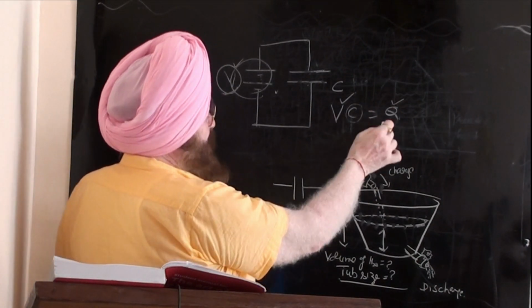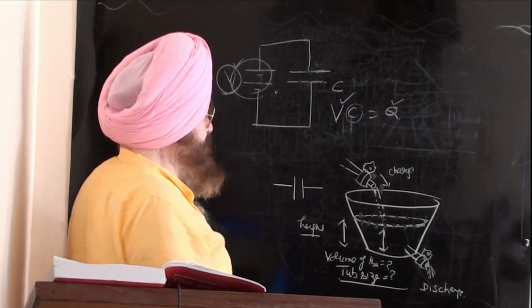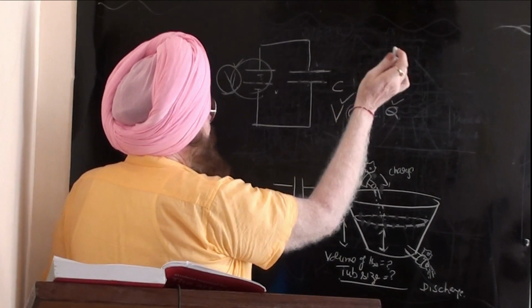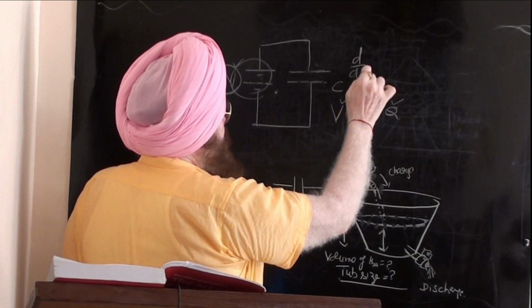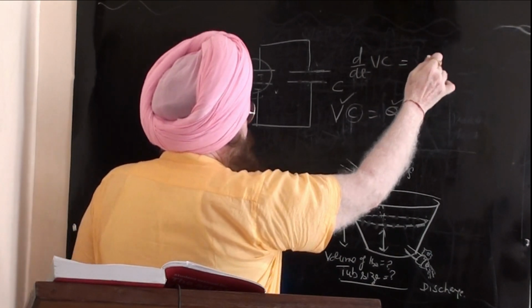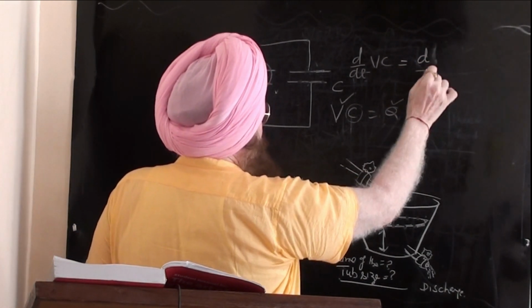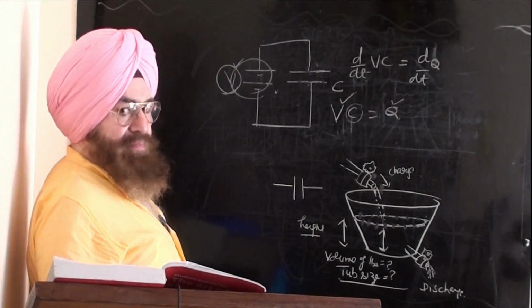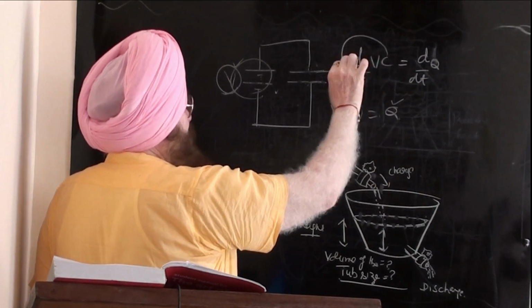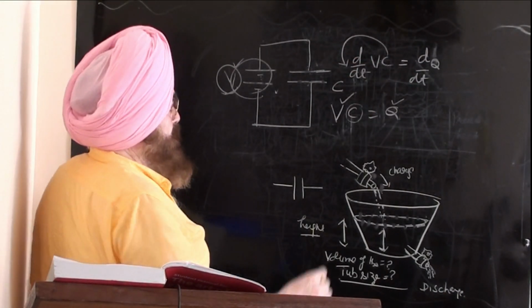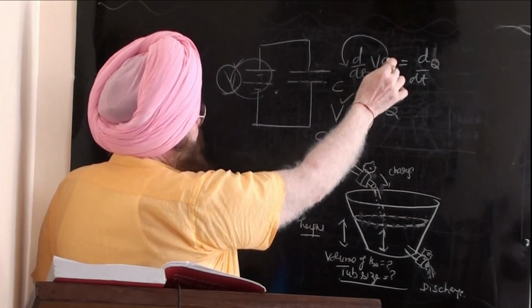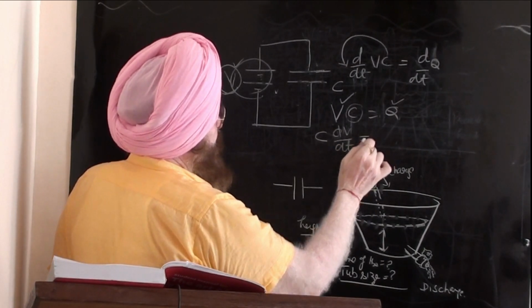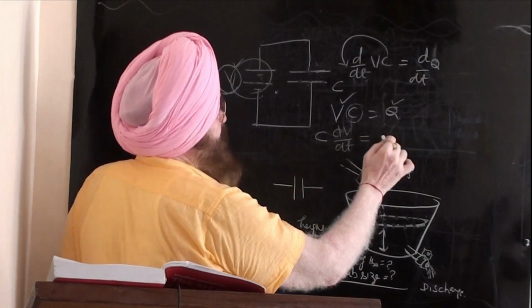And if you differentiate this expression with respect to time, d by dt, Vc equals Q, differentiating both sides. Now C is constant, it is not a function of time. So the relation becomes C dV/dt, and dQ/dt is the current.